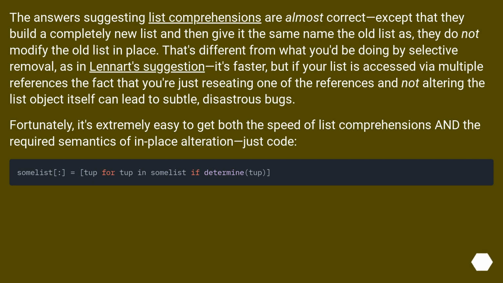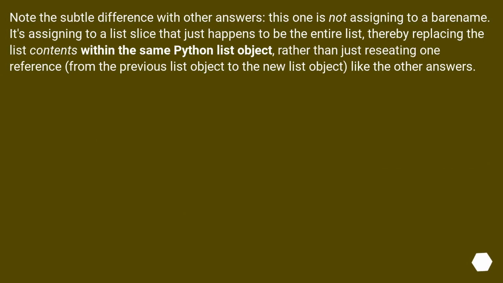Fortunately, it's extremely easy to get both the speed of list comprehensions and the required semantics of in-place alteration, just code. Note the subtle difference with other answers. This one is not assigning to a bare name. It's assigning to a list slice that just happens to be the entire list, thereby replacing the list contents within the same Python list object, rather than just reseating one reference, from the previous list object to the new list object, like the other answers.